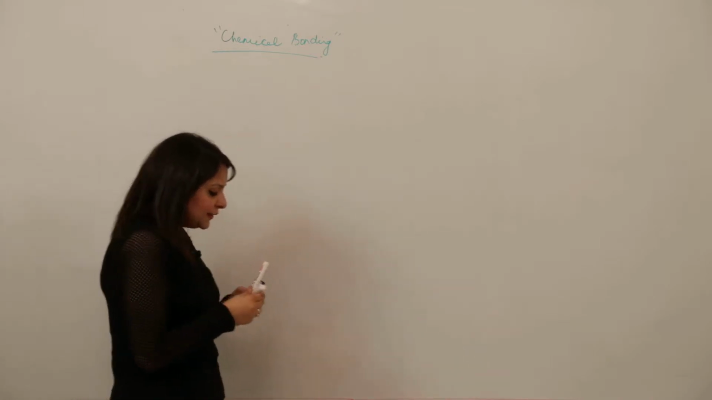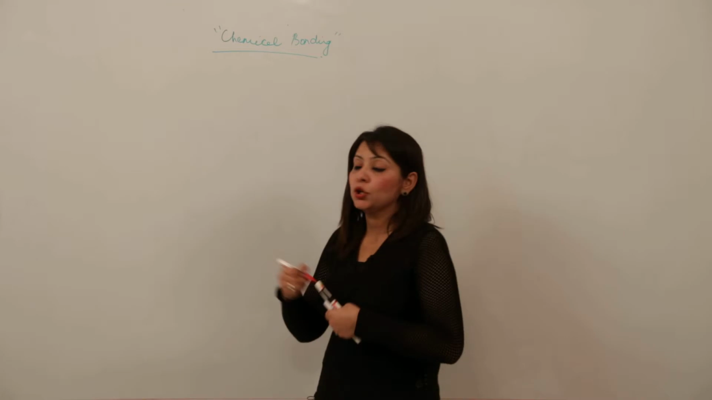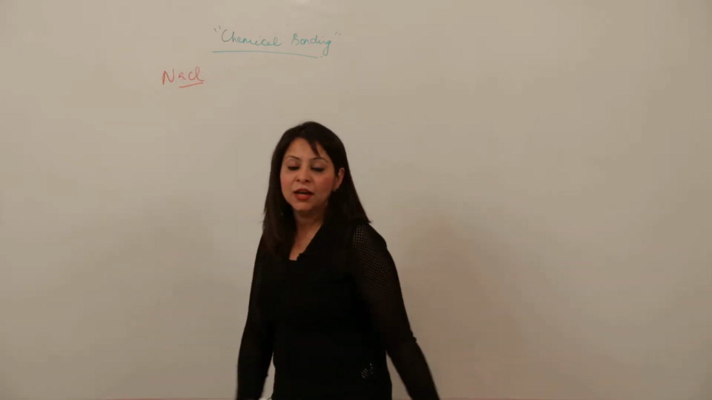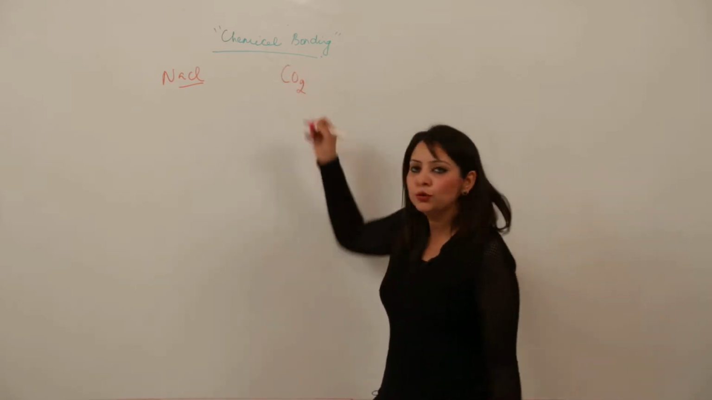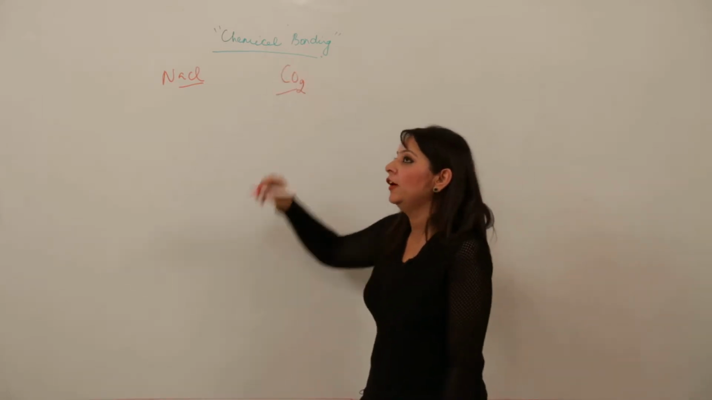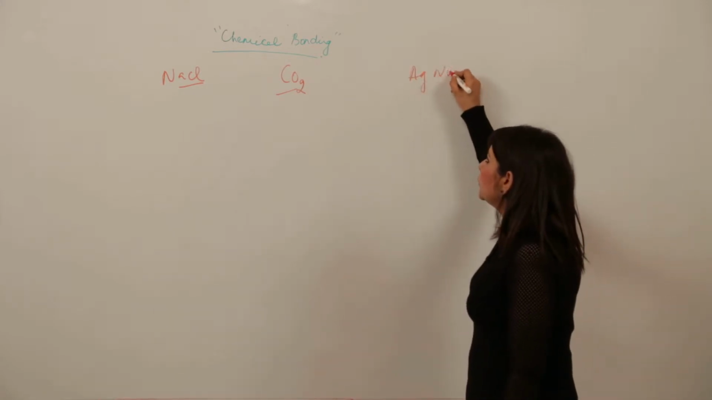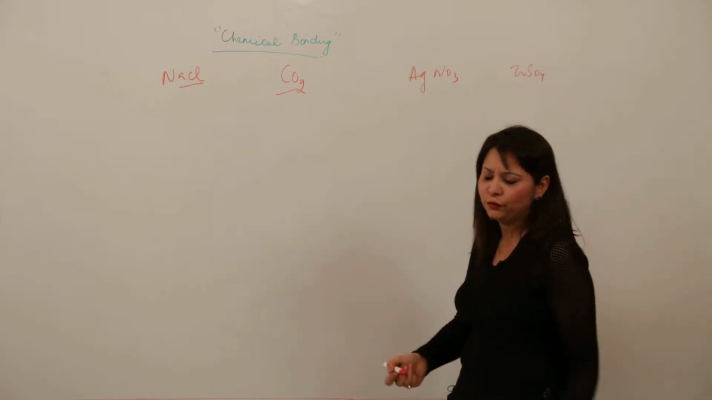Now you must have seen, what is the formula for the table salt? It is NaCl, right? What is the formula for carbon dioxide? You will write CO2. What is the formula for, say, silver nitrate? We write AgNO3, zinc sulfate, ZnSO4, or somehow you can write many formulas.